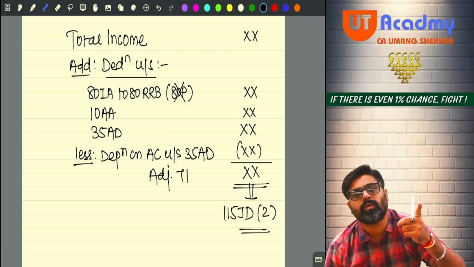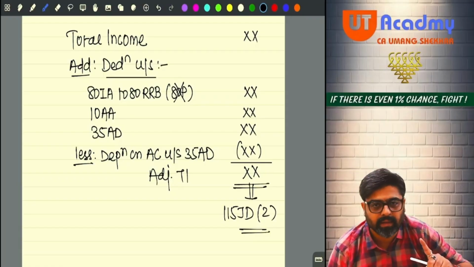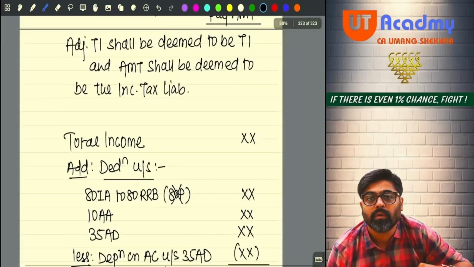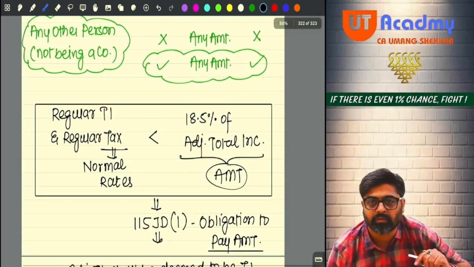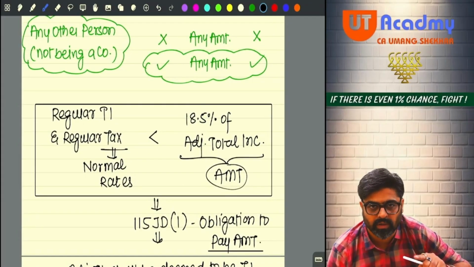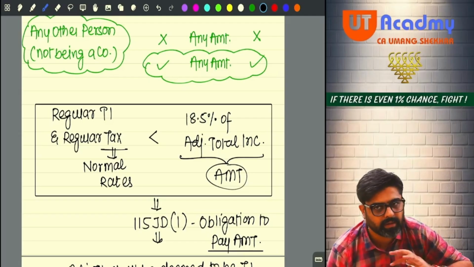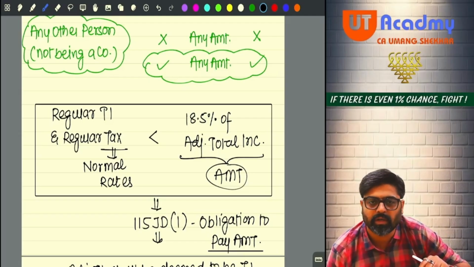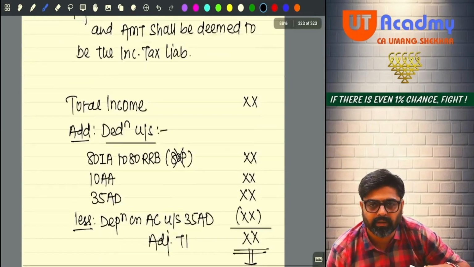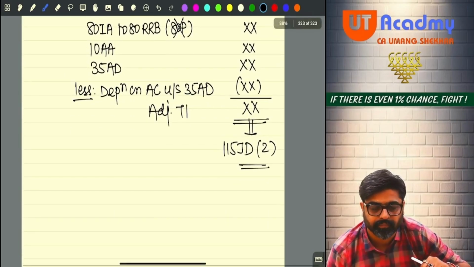If that AMT amount is higher than the amount of regular tax, then ignore regular tax, ignore the regular total income, adjusted total income will be deemed to be your total income, and the AMT will be your income tax liability. That's it. Sure? Now pay attention.